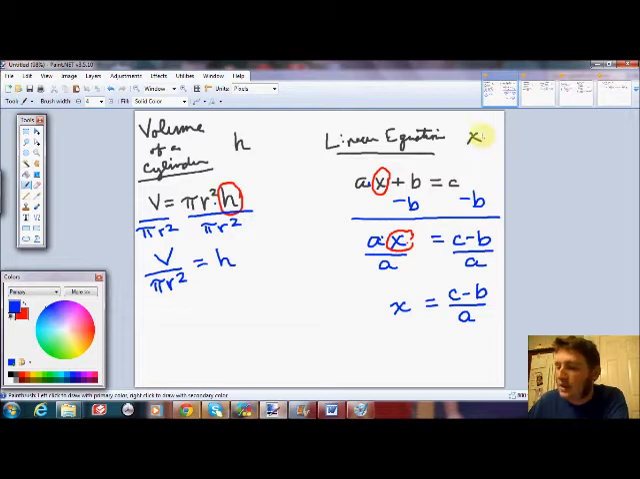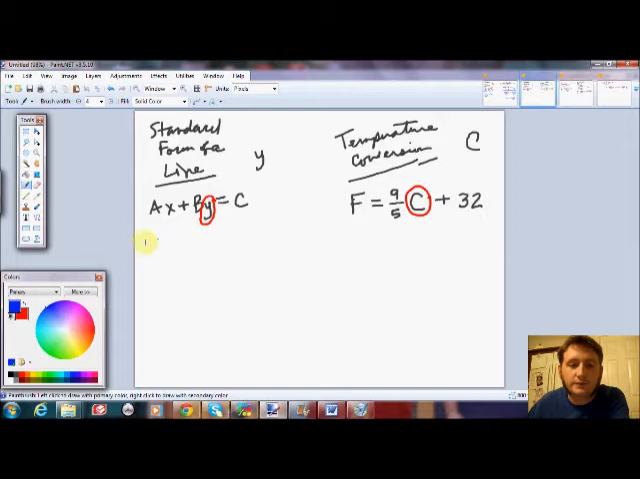Okay, that's the first two. Let's take a look at the next two. Okay, standard form of a line, we're going to solve for y. It's ax plus by equals c. We want this y by itself. Everything else needs to be moved over to this side.